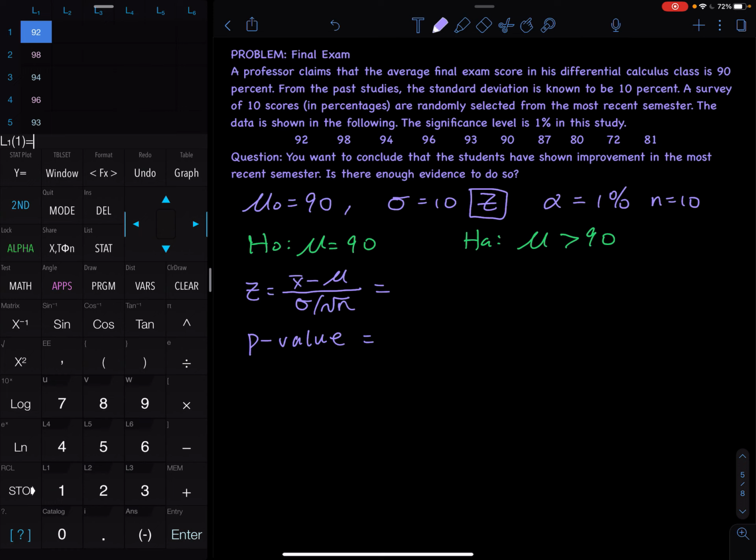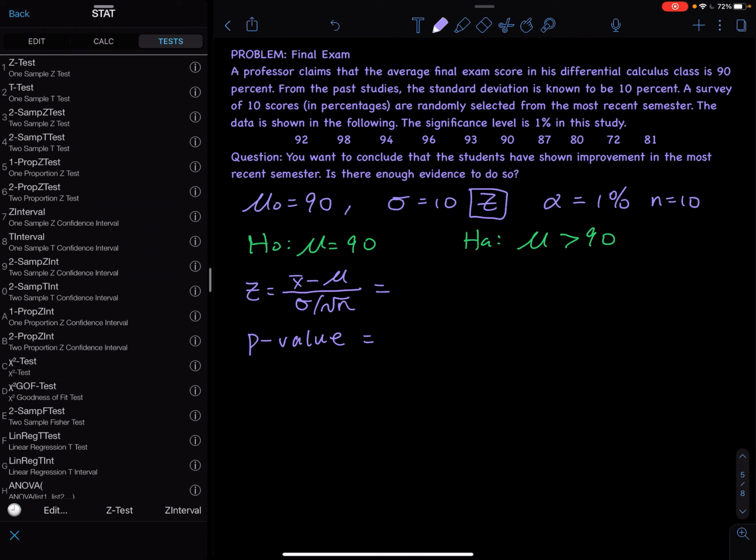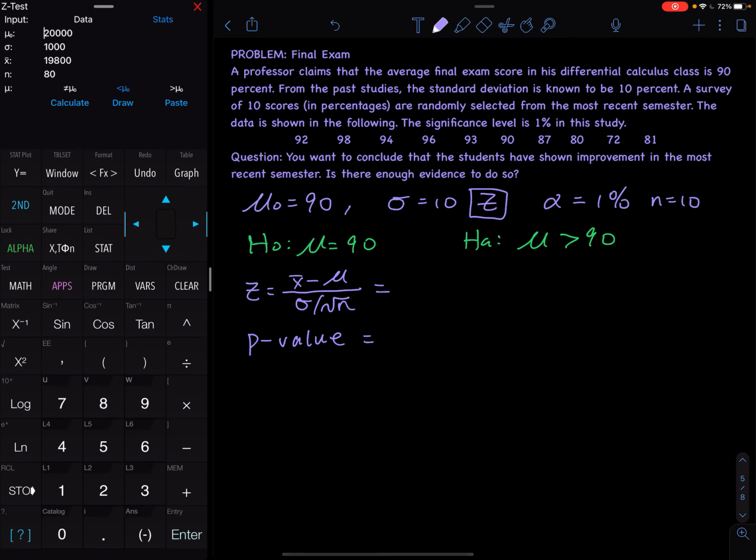And then you can go to second mode to go back to the home screen. And then you go to stat, you go to test, and then you select the Z test. This time we have data, so we select the data option. And then mu naught is equal to 90. So you clear the old number and then enter 90. Sigma is equal to 10. And then we put the data in L1. So we click second one for L1. And then the frequency, ignore that. Keep that at 1. You don't need to touch that at all.